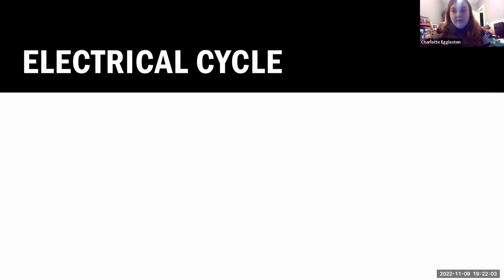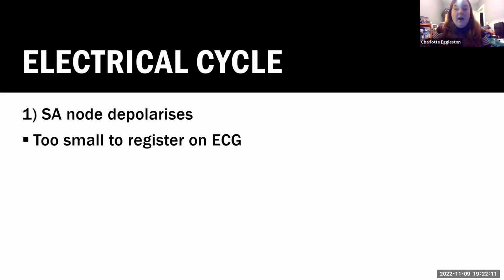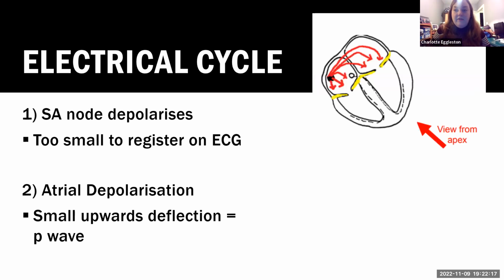I'm going to very briefly recap the electrical cycle of the heart, just going to race through this, but again, let me know if there's any questions and then we'll get on to the actual ECGs. So again, it starts at the SA node. That doesn't create a wave on the ECG because it's too tiny, but then that spreads over our atrium and that creates our lovely P wave, and we'll talk about why that might look different in a little bit.